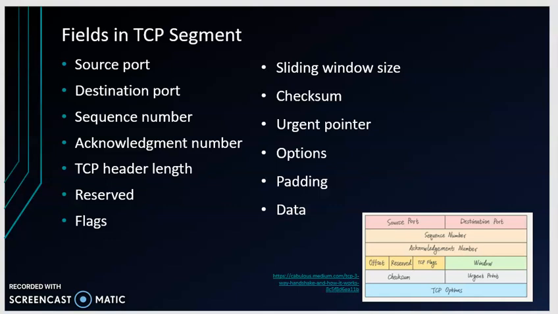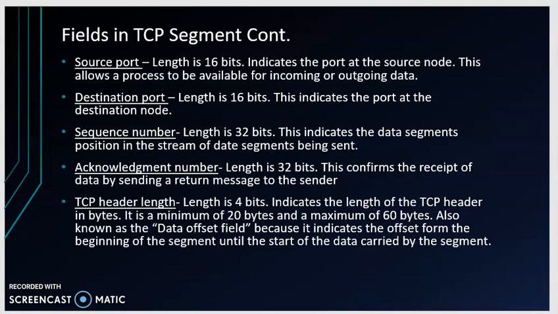The fields that are listed are source port, destination port, sequence number, acknowledgement number, TCP header length, reserved, flags, sliding window size, checksum, urgent pointer, options, padding, and data. The data field at the bottom of my list is not a part of the TCP header. It's just where it ends. It talks about it at the end.